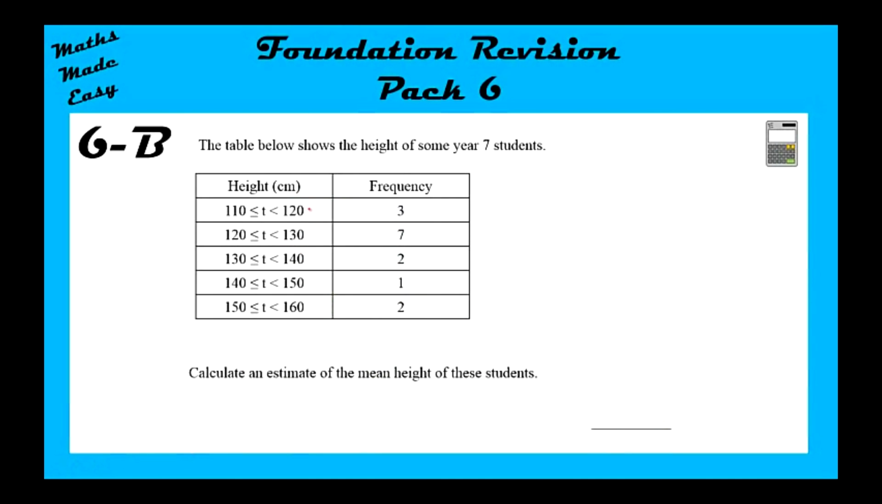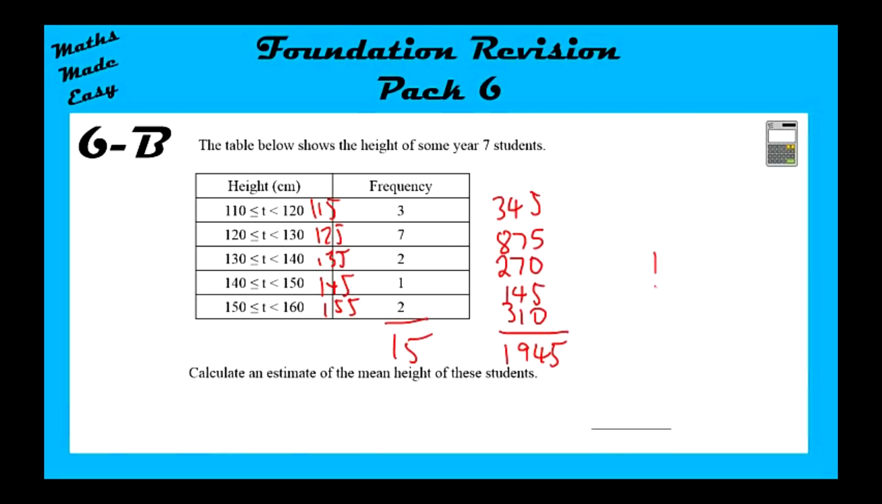6b then, if you want more practice, the midpoints are 115, 125, 135, 145 and 155. Multiply these and you'll get 345, 875, 270, 145 and then 310. Add those up, you get 1945. Add up the frequencies, there's 15, 1945 over 15 comes out at 129.7.